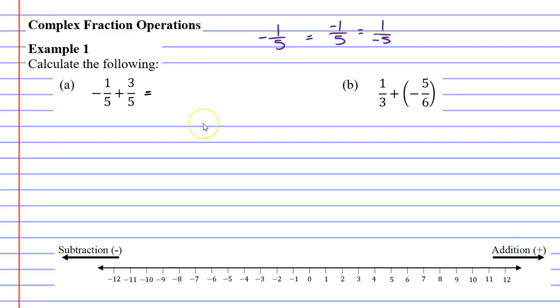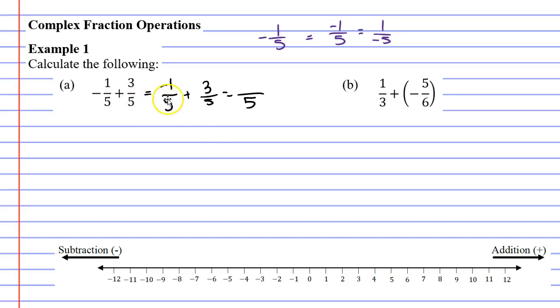When we do question A, it really helps if we move the negative in front of the numerator. So let's make it -1/5 plus 3/5. It makes it a little easier to work out. Now, when you add or subtract fractions, the denominator stays the same. Both denominators have a 5, so our solution will have a denominator of 5.